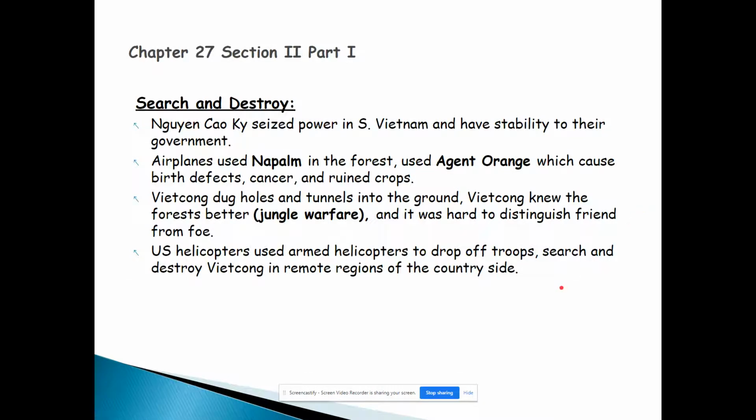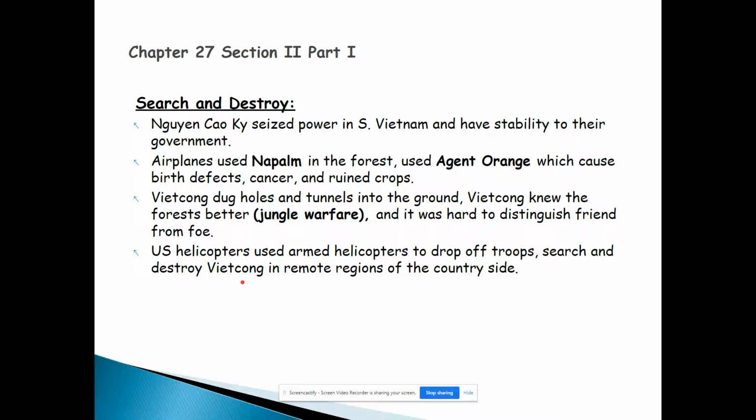Fighting in Vietnam was very hard. It was a jungle. It's all jungle warfare. There were tunnels built into the ground. The Viet Cong, the North Vietnamese army, dug in, quote unquote, dug in. There were tunnels underground. There was headquarters underground. It was jungle warfare, very hard to distinguish between friend and foe. And the mentality was basically what was called search and destroy. U.S. helicopters would drop troops off. Okay, go find the enemy in the forest, in the jungle.